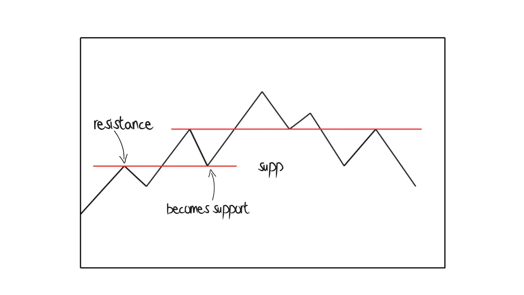The same can be seen in a downtrend. The price was falling, it met support, and when it managed to break through, it tested it as the new resistance. Let me show you why that happens.